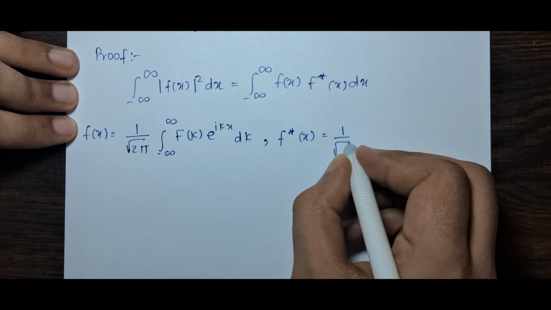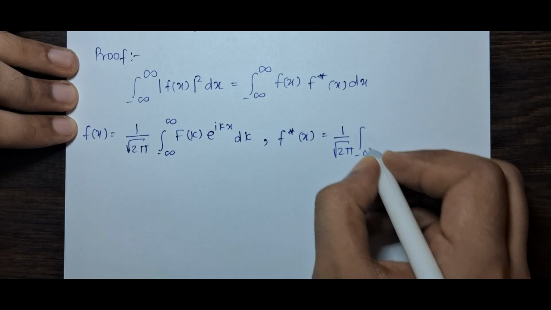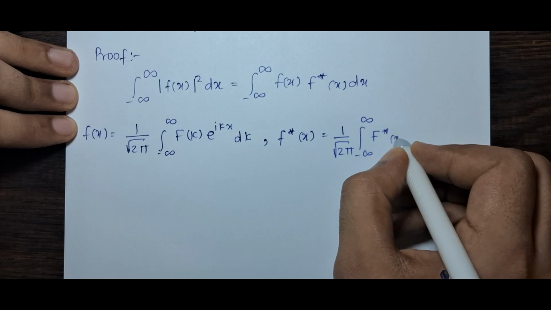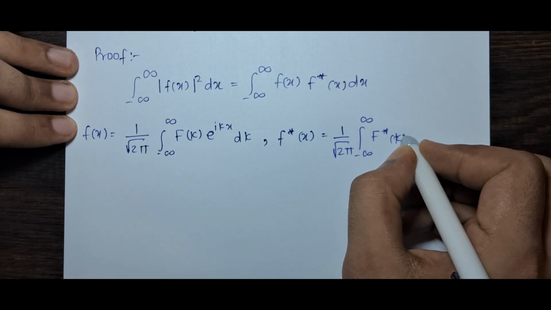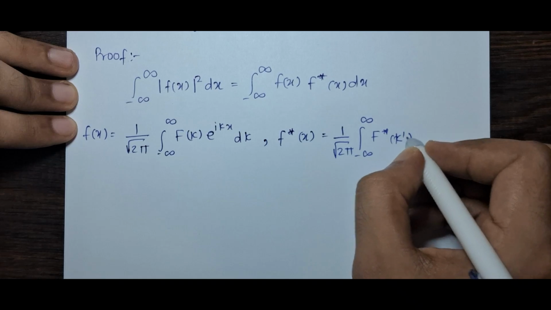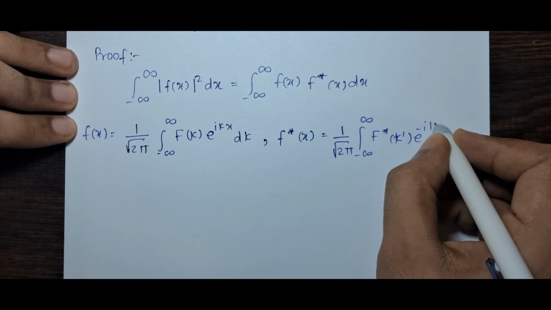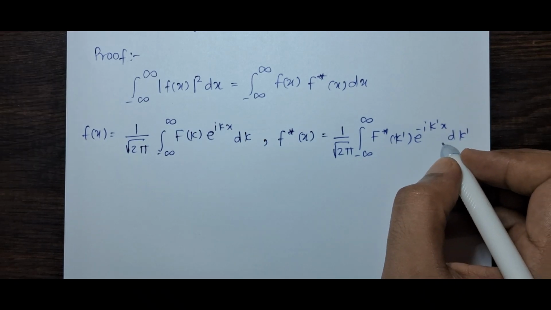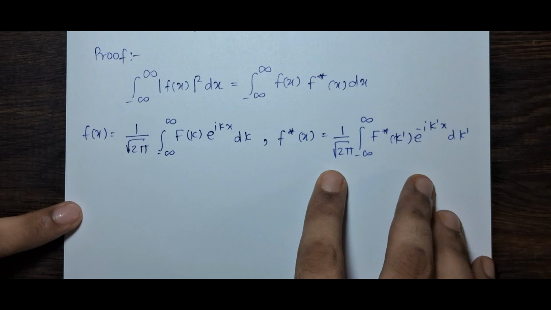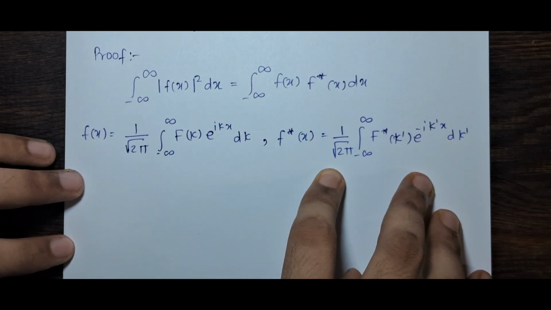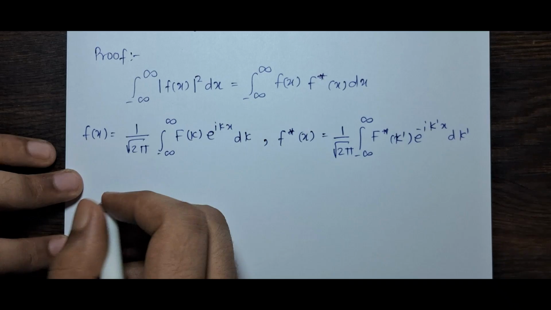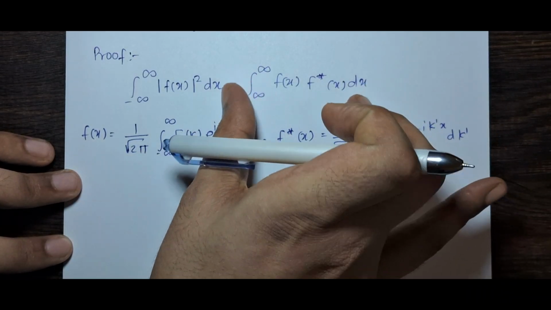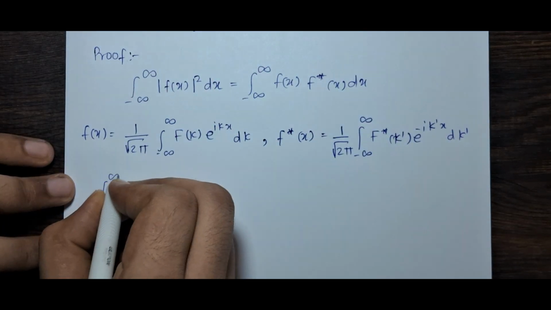1 upon this remains same because this is constant, and then f star, I'm really bad with putting stars, sorry about that. This is k dash, as I mentioned, e raised to minus I k dash x, and then dk dash, right? So this is our conjugate. Now we begin with this further solution of basically substituting this whole thing here.